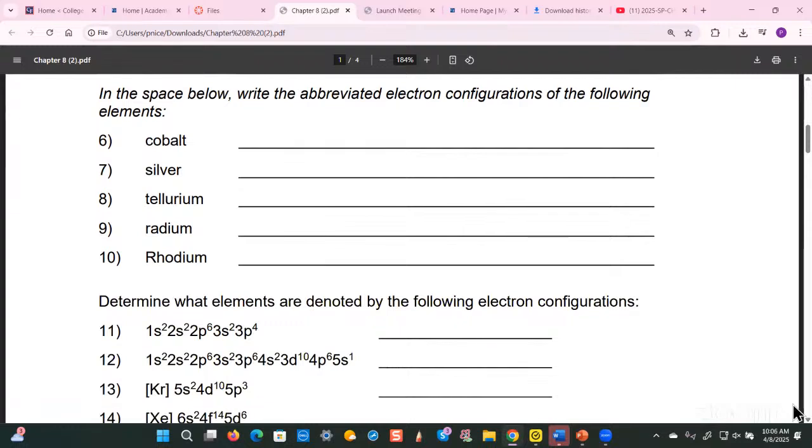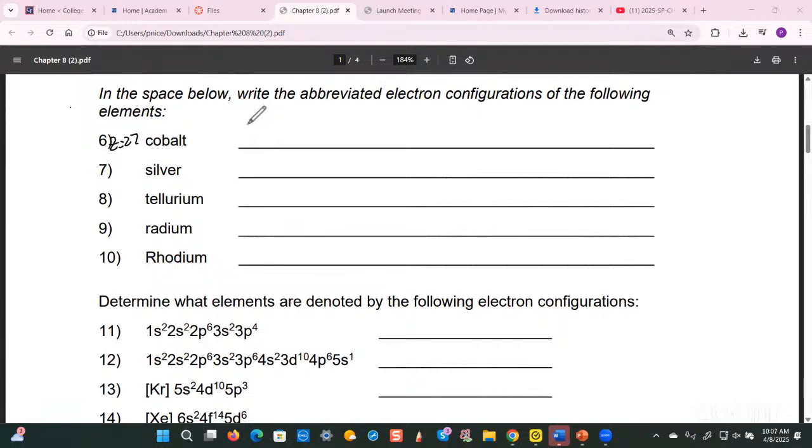What's the atomic number of cobalt? The atomic number of cobalt is 27. Tell me what to write down. What's the first orbital? Maybe I should have said this first. What I would do, especially since you're learning this for the first time, is write down the full configuration first, and then based on that, determine what the abbreviated is.